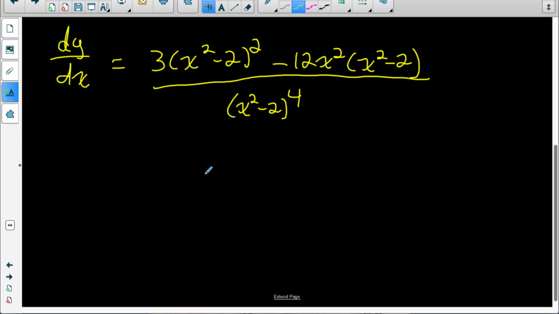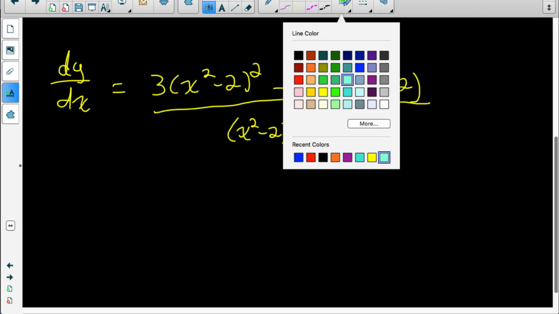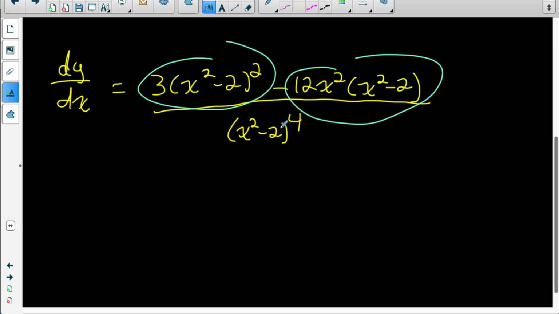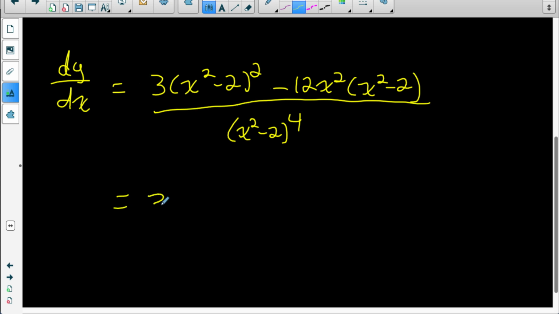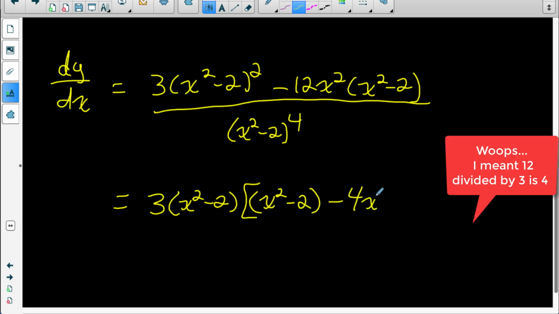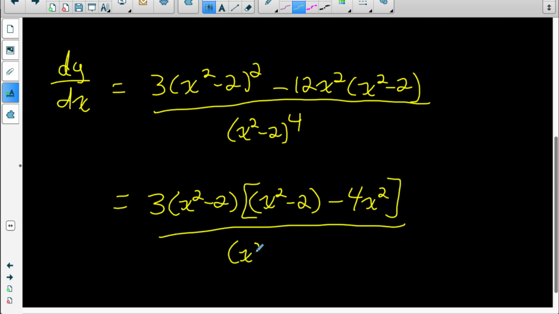Now in the numerator, notice that I have two terms. I've got a term here and a term here. Notice what's the same with those two terms. They both have a factor of x squared minus 2, and they both have a factor of 3 that I could take out as well. So I'm going to common factor the numerator. So I'm going to common factor out a 3 and an x squared minus 2 from both of the terms. And when I divide both of those terms by what I divided out, I would have x squared minus 2 from the first term minus 3 divided by 12 is 4. The x squared is still there, but this x squared minus 2 has been divided out. And this is all over the denominator.